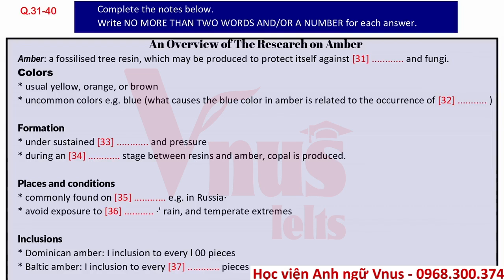Tonight I'm going to present an overview of the research on amber. Okay, I'll start by giving a brief introduction about amber, then talk about the formation of amber, and then describe amber's applications in different fields. First of all, what is amber?